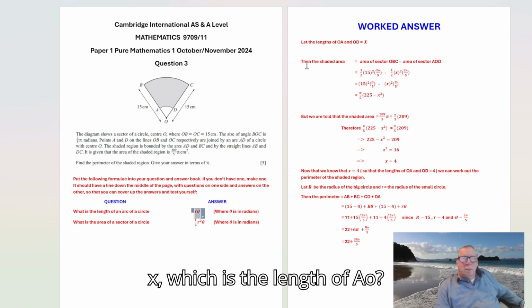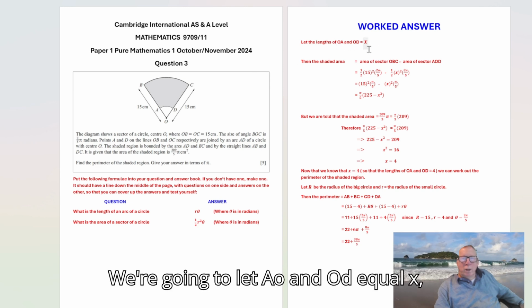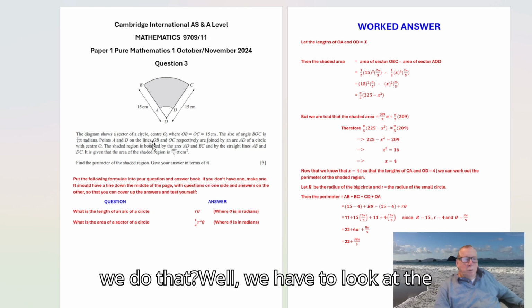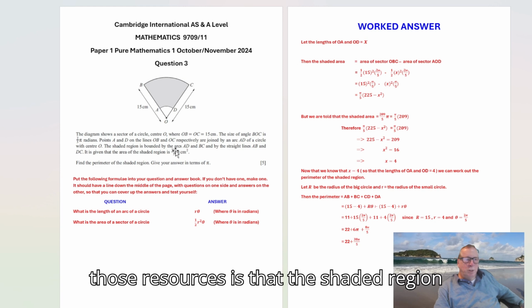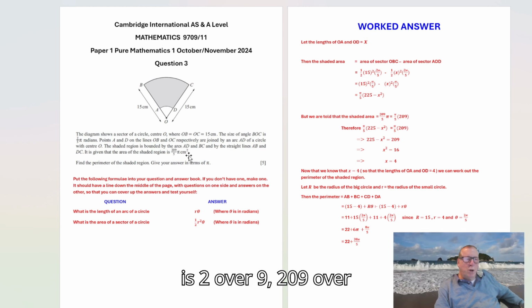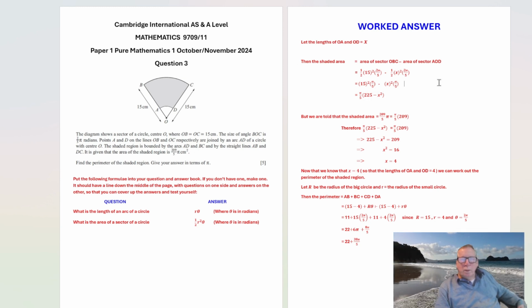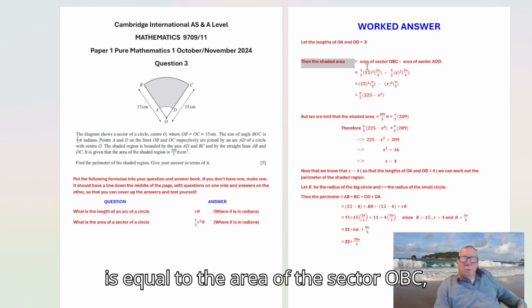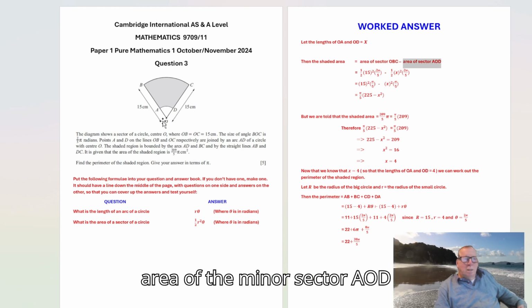So how are we going to get x, which is the length of AO? We're going to let AO and OD equal x, and we're going to solve for x. How will we do that? Well, we have to look at the resources that we're given, and one of those resources is that the shaded region is 209 over 5 pi square centimetres. But we can also see that the shaded area is equal to the area of the sector OBC, which is this area here, minus the area of the minor sector AOD here.